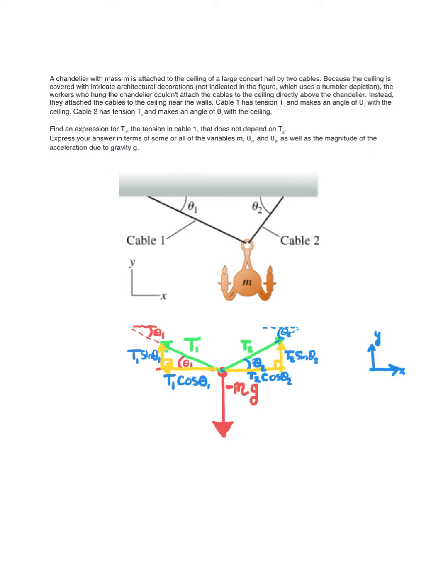So we can go ahead and draw a force table. So what is a force table? I'll have an x and y column, and in the x column, I'll go ahead and put in all of the x components of all of the forces acting on the chandelier. So I have T2 cosine theta 2, that's an x component. I also have T1 cosine of theta 1, that's also an x component. My y components are T1 sine of theta 1, T2 sine of theta 2, and gravity, negative mg.